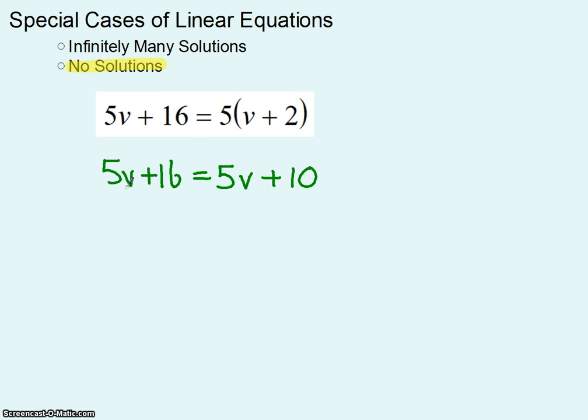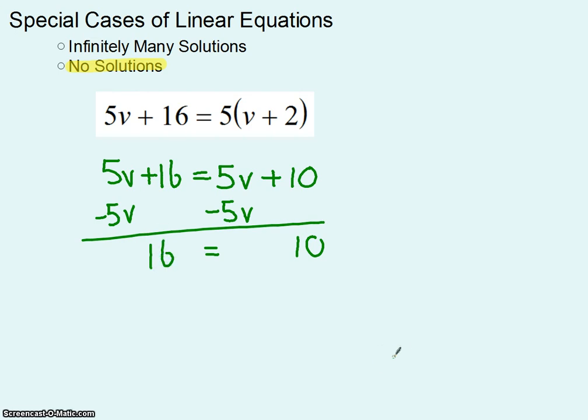Well, let's get rid of this 5v right here. We're trying to clean things up. We'll subtract 5v. And of course, 5v minus 5v, that's gone. We just have a 10 now on the right side. On the left side, 5v minus 5v also is nothing. So I have a 16 on the left side. Now I have this statement, 16 equals 10, which is not true, ever. Doesn't matter, morning, evening, afternoon, 16 never equals 10.